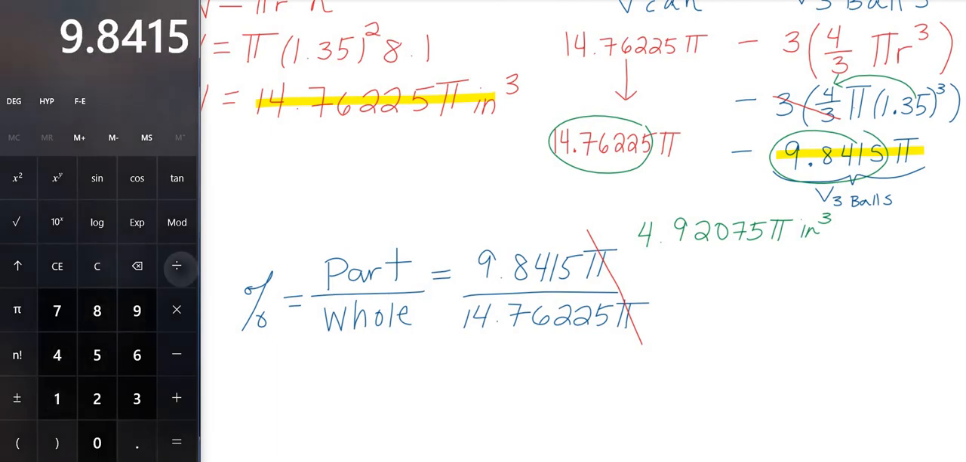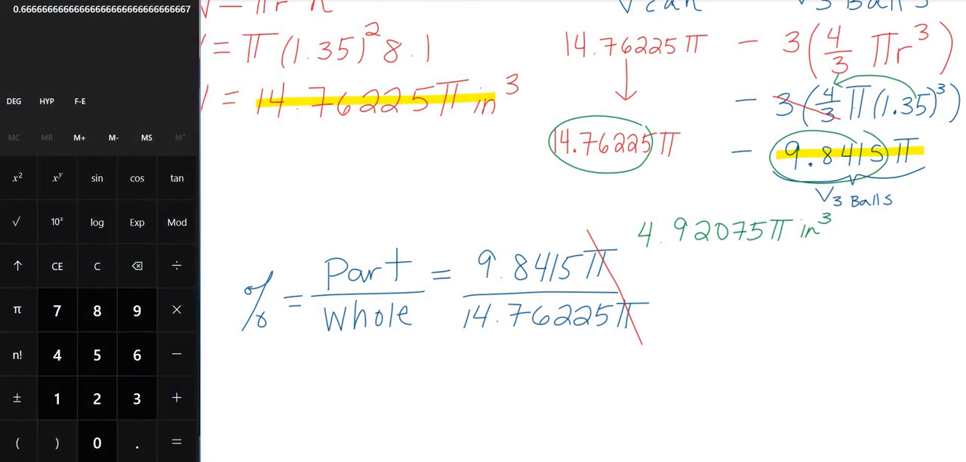9.8415 divided by 14.76225 equals. All right, so it's this long repeating decimal, 0.6666666 repeating. That 7 is when your calculator is rounding it, but really it's 6 repeating all the way to infinity. So I'm going to put down that this is equal to 0.66666, so on and so forth. And they told me to stay exact, so let's talk about that.